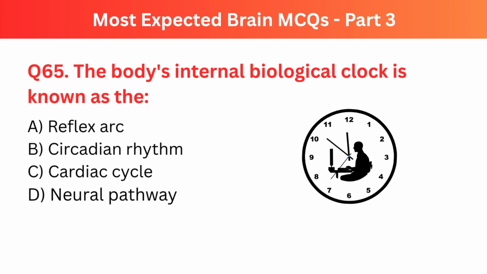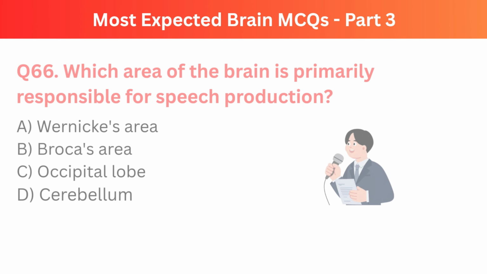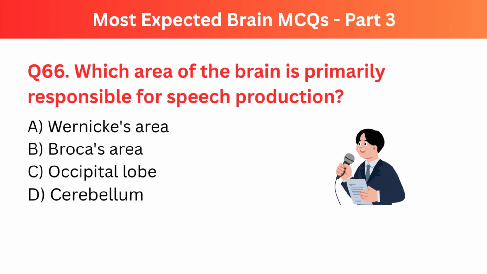Question number 65. The body's internal biological clock is known as. The right option is B. Circadian rhythm. Question number 66. Which area of the brain is primarily responsible for speech production? The right option is B. Broca's area.